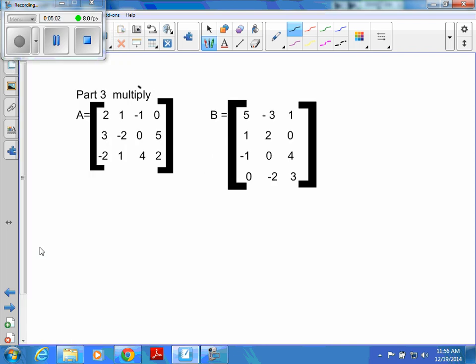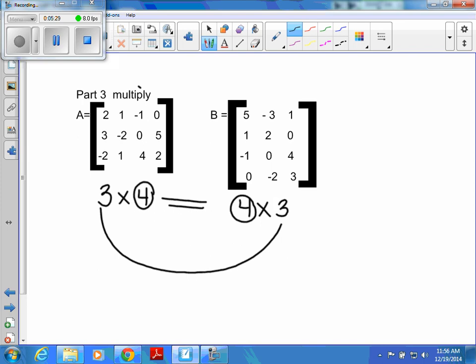How do you multiply matrices? The first thing you have to do is write the dimension of the matrix. The dimension of the first matrix is 3 by 4. And this one is 4 by 3. You can only multiply matrices if, and this is very important that you remember this, the inside numbers are the same. If they are equal to each other, this is what you make: you will make a 3 by 3 matrix.